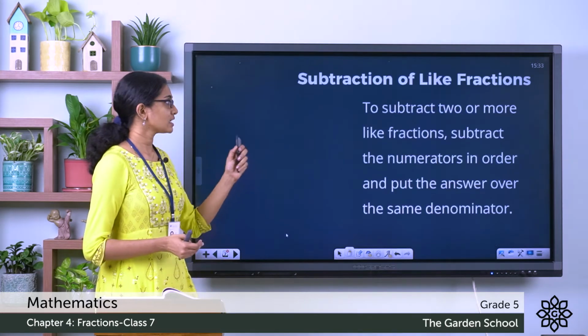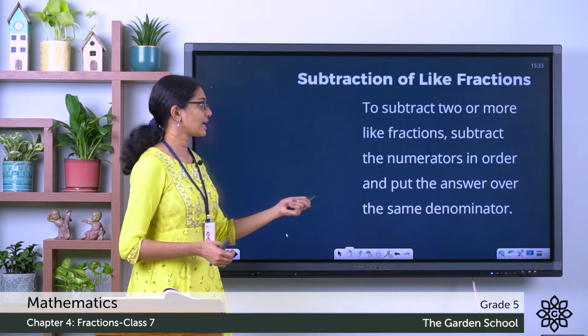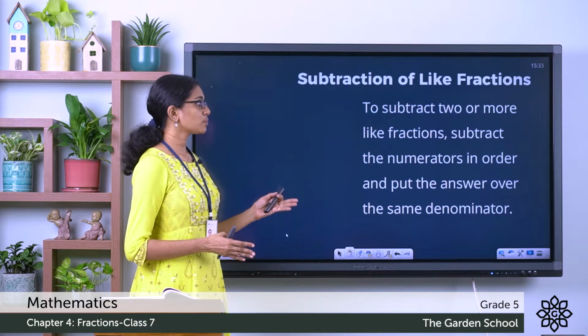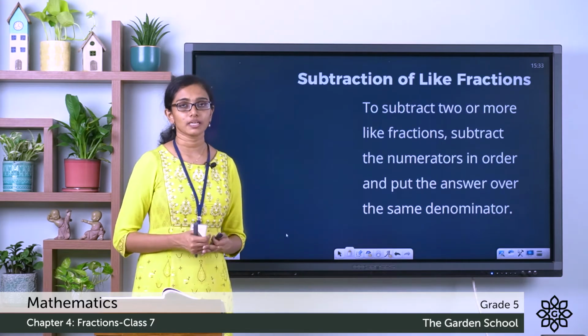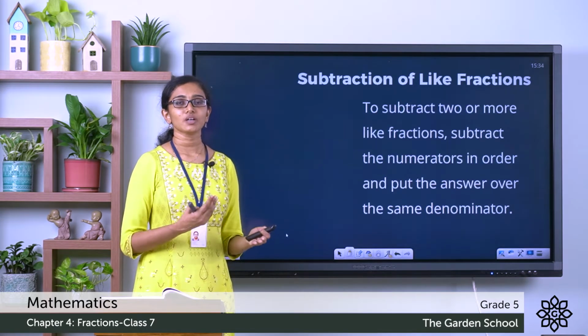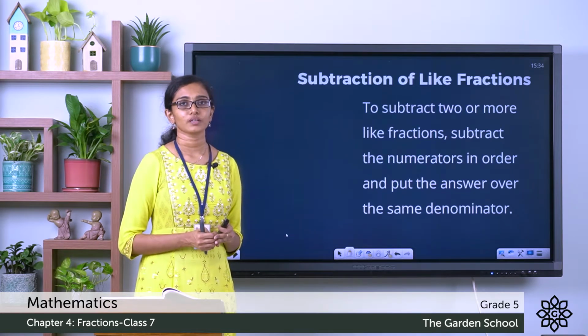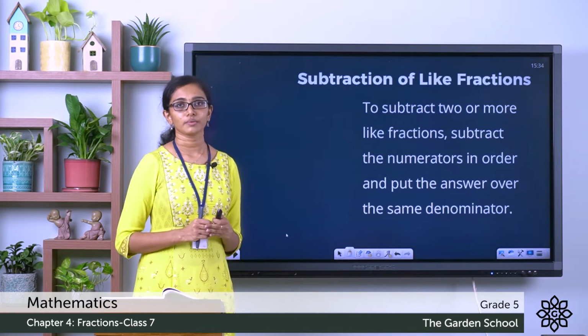So we'll see that again. To subtract two or more like fractions, subtract the numerators in order and put the answer over the same denominator. So the denominator of the difference will be the same as that of the original fractions. So let's see that with an example.